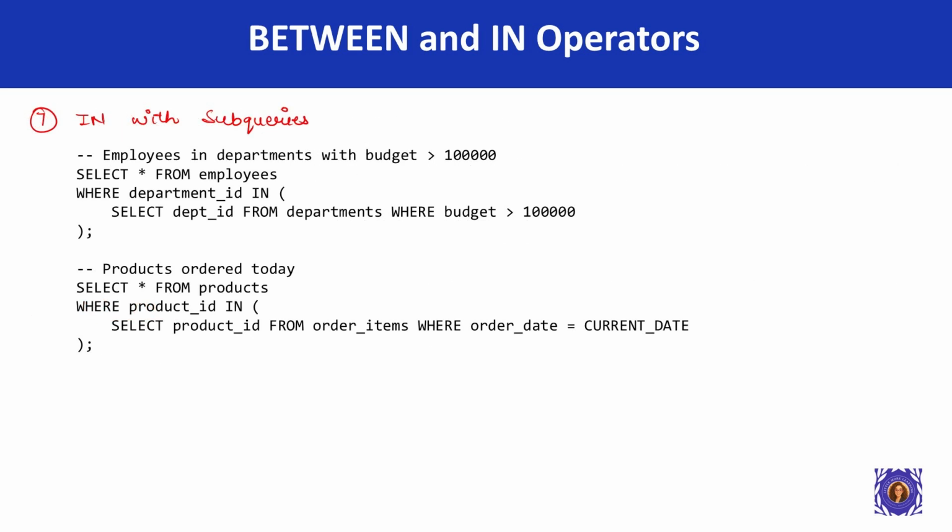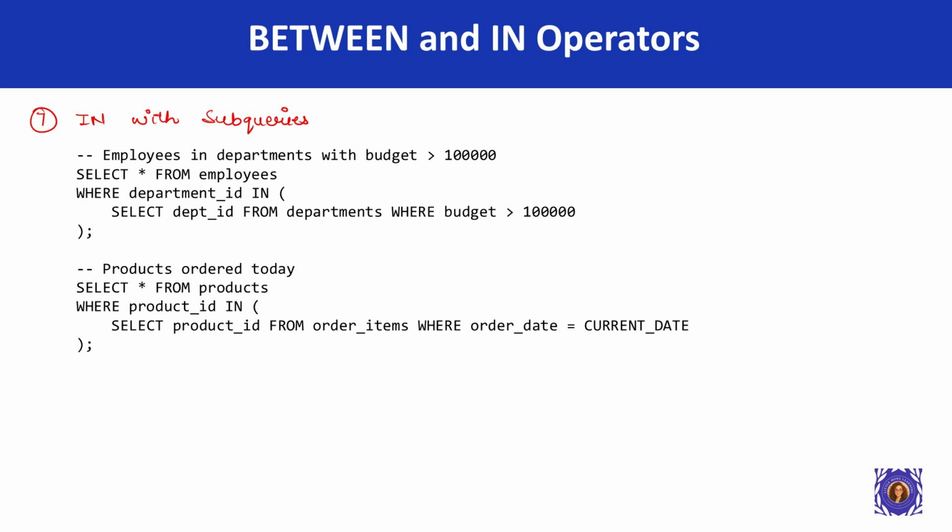A powerful application of the IN operator is combining it with subqueries. This allows you to filter data based on results from another query. For example, you can find all employees who belong to departments with a budget greater than $100,000 by using a subquery to first select the dept_IDs from the departments table that meet that budget criteria, and then checking if the employee's department_ID is in that resulting set.